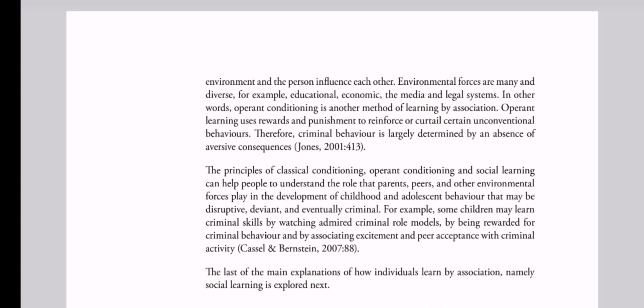For example, some children may learn criminal skills by watching admired criminal role models, by being rewarded for criminal behavior, and by associating excitement and peer acceptance with criminal activity. The last of the main explanations of how individuals learn by association, namely social learning, is explored next.